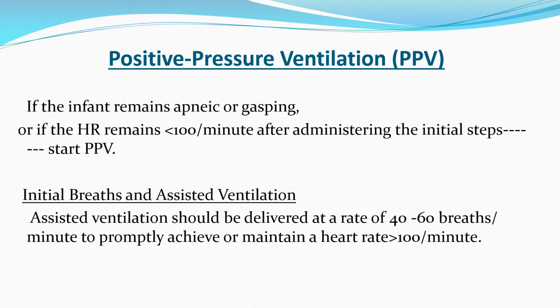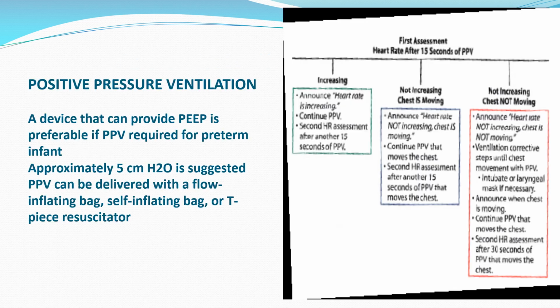So positive pressure ventilation, if the infant remains apneic or gasping or heart rate below 100, we should start positive pressure ventilation by ambu bag. Initial breaths and assisted ventilation. So the assisted ventilation should be delivered at a rate of 40 to 60 breaths per minute to promptly achieve or maintain heart rate more than 100.